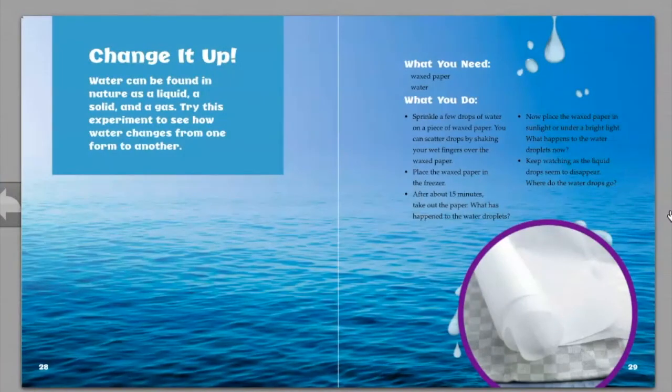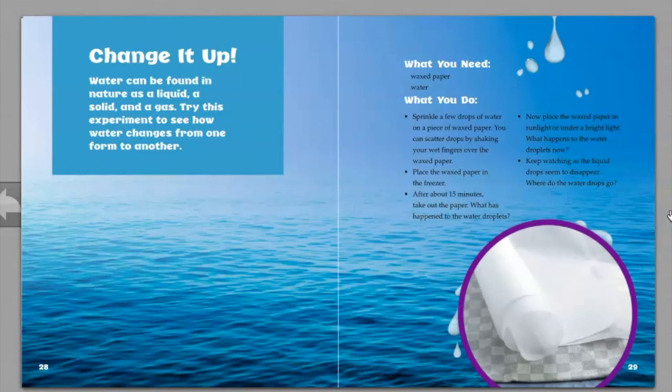Water can be found in nature as a liquid, a solid, and a gas. Try this experiment to see how it changes from one form to another. You will need wax paper and water. What you do is sprinkle a few drops of water on the piece of wax paper. You can scatter drops by shaking your wet finger on the wax paper.